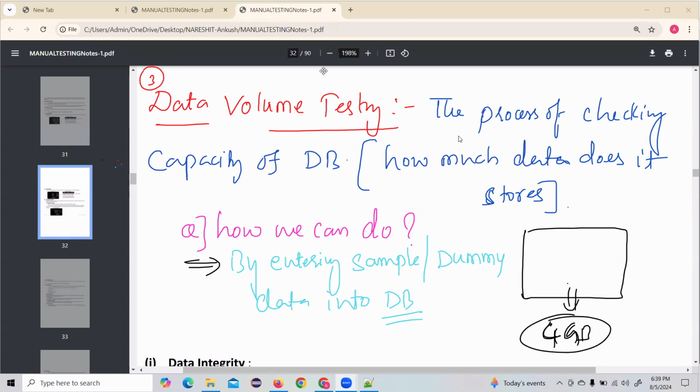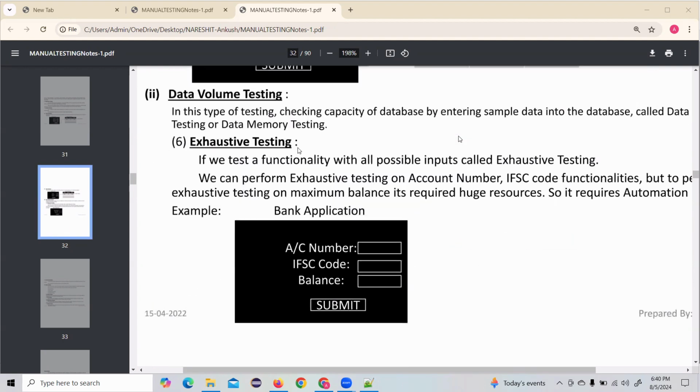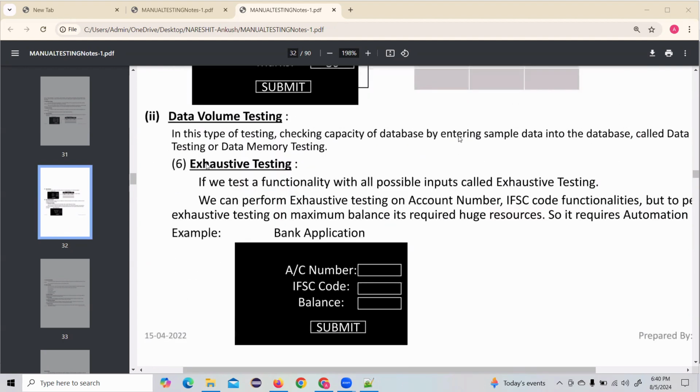Next. What is the next one? Can I remove? Copy fast. Next. Exhaustive testing. Actually, practically, it is not possible. This testing cannot be done in companies, guys. Exhaustive means here we can test the application with only positive, that is, valid inputs only. So it's not possible at all.